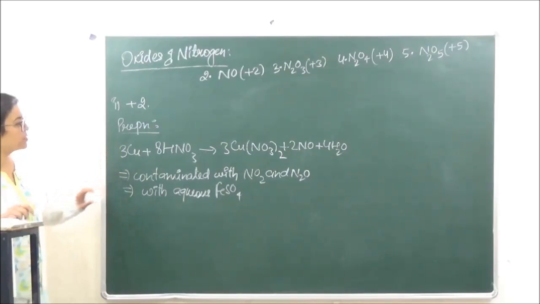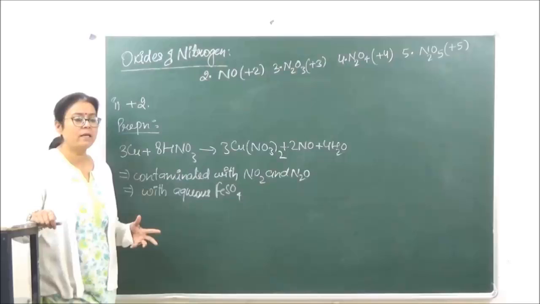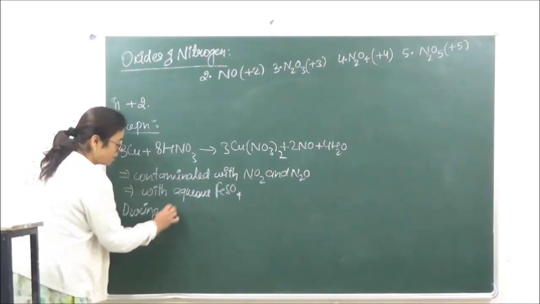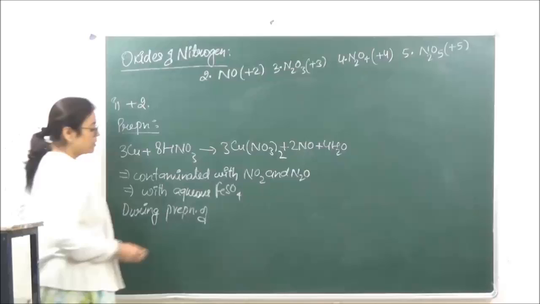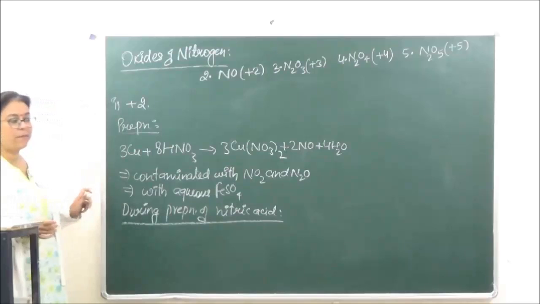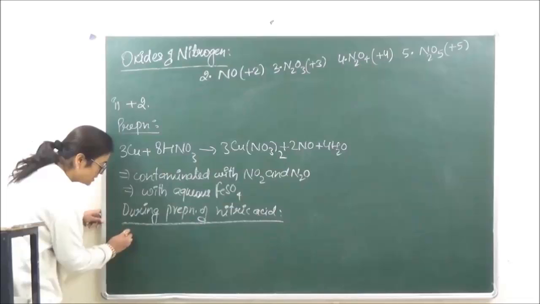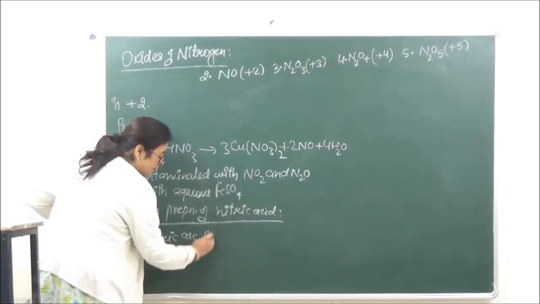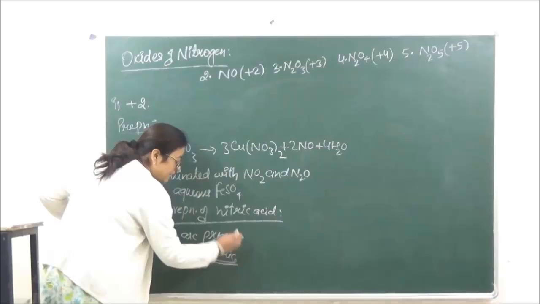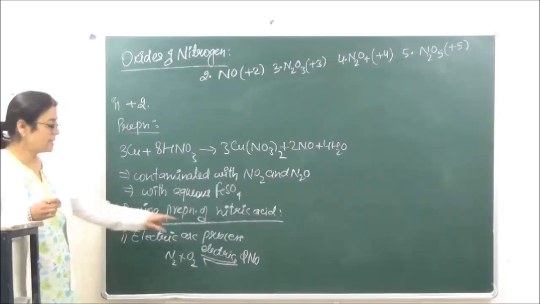Now एक तो ये preparation हो गई, but sometimes what happens कि हम लोग कुछ और material prepare कर रहे हैं, but this nitric oxide is got as a by-product. For example, during the preparation of nitric acid by two methods, the first one is the electric arc process. During the electric arc process, nitrogen reacts with oxygen in presence of an electric arc to first give 2NO. Then this nitric oxide is further reacted to produce HNO3.